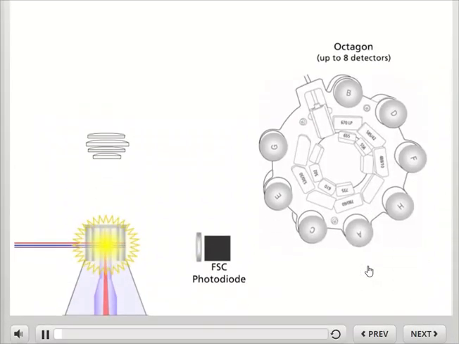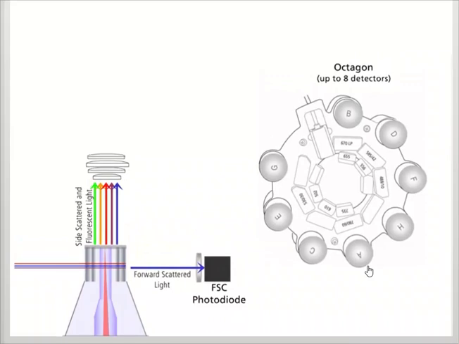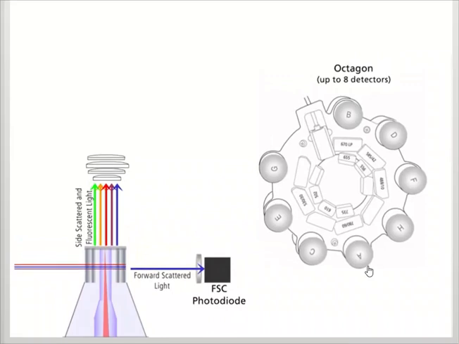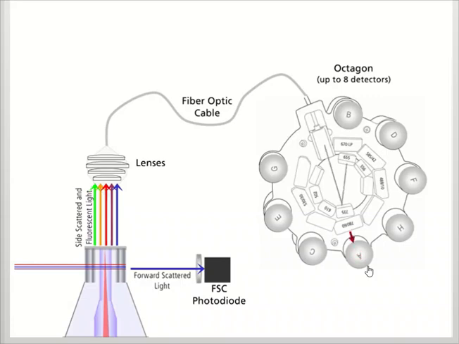The collection components steer the scattered and fluorescent light to appropriate detectors. Scattered and emitted fluorescent light are collected by appropriately positioned lenses. The lenses focus fluorescent light emitted at each of the laser interrogation points onto fiber optic cables. Fiber optic cables then route the light to a set of filters and detectors.